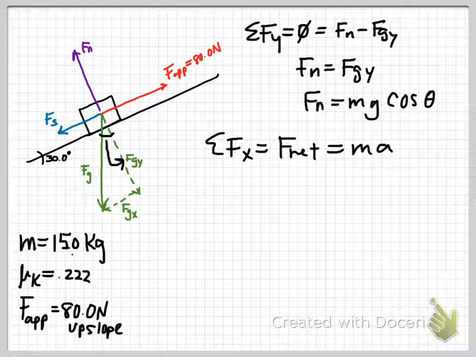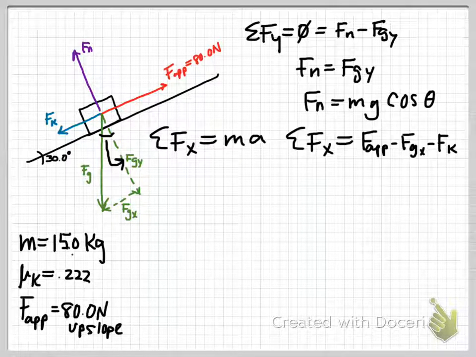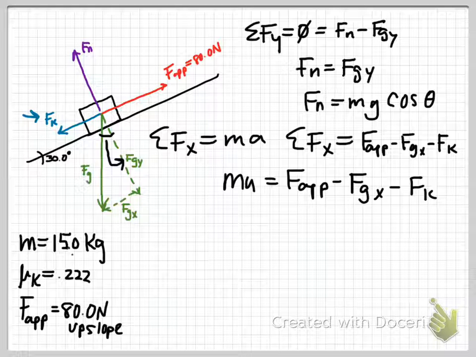Going to set that aside because we also know that the sum of forces on the x-axis is equal to the applied force minus the force of gravity on the x minus the force of kinetic friction. I had a mistake earlier and listed that as the force of static friction. I've corrected it now. So that means that the mass times acceleration is equal to the force applied minus the force of gravity on the x minus the force of kinetic friction.